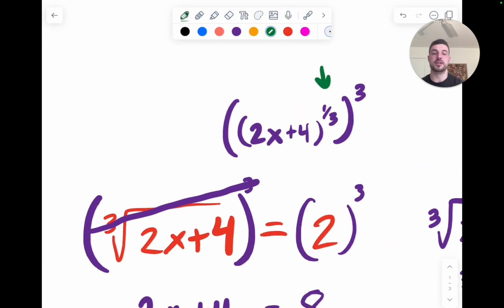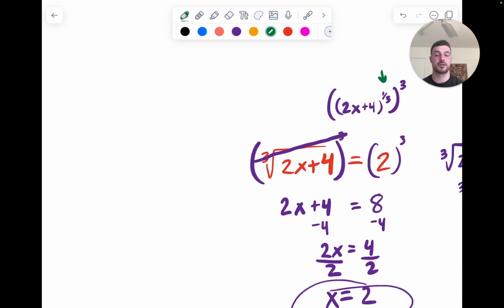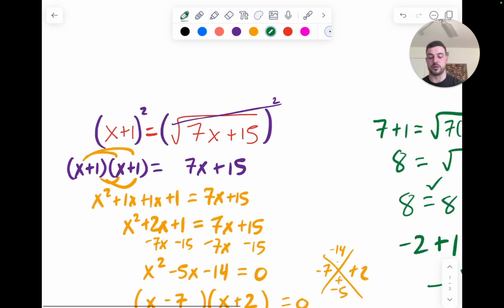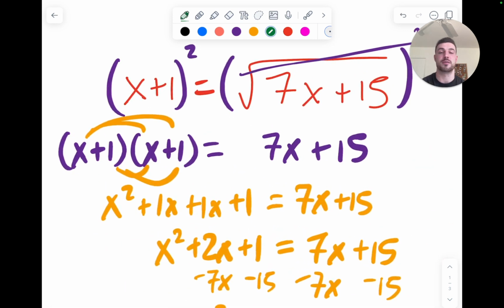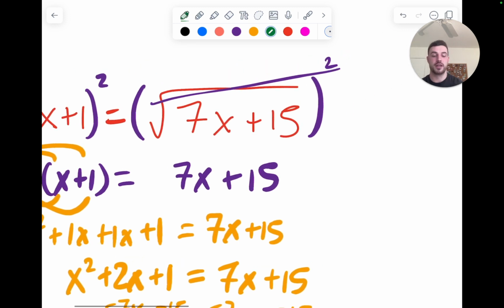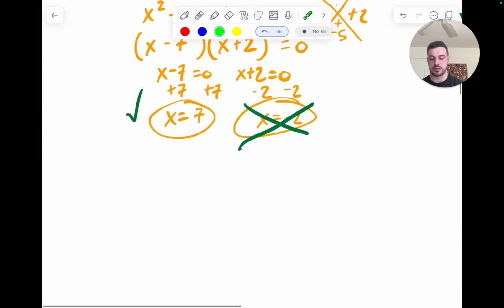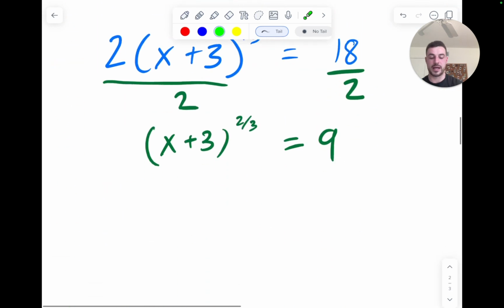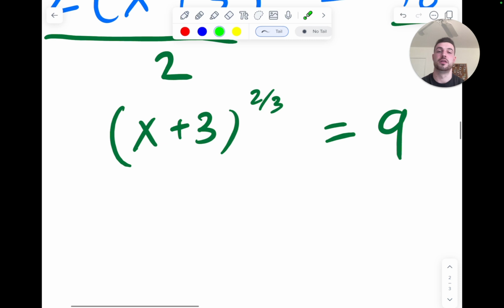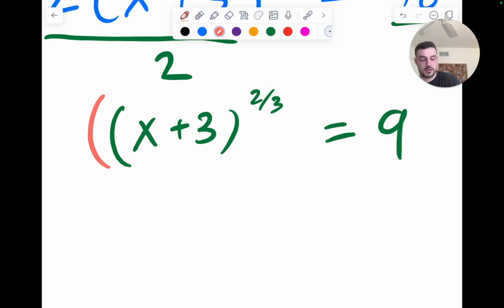Our cube root is the same thing as raising x to the 1/3 power, and so we cubed that. 3 and 1/3 are reciprocals. If we go back to this problem, the square root is the same thing as having an exponent of 1/2, and we raise our values to the second power. 2 and 1/2 are reciprocals. So similarly, I need the reciprocal of 2/3, and that value is going to be 3/2.